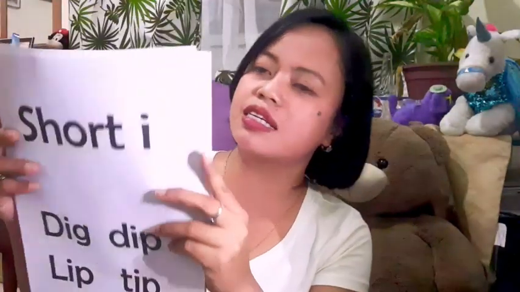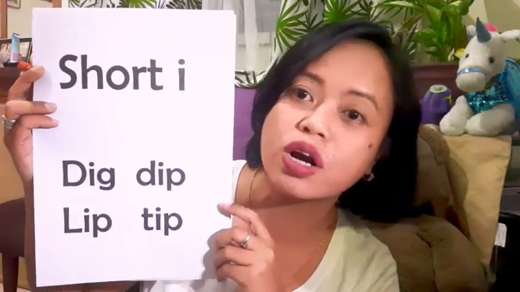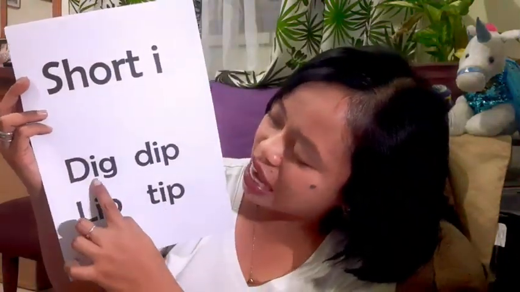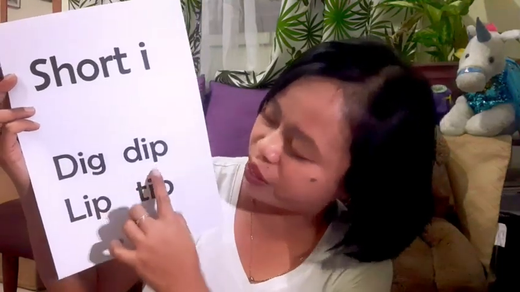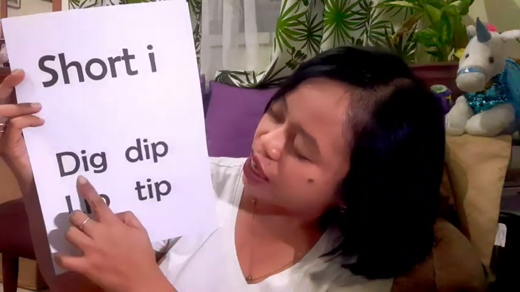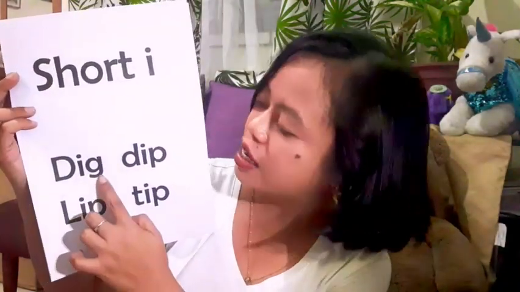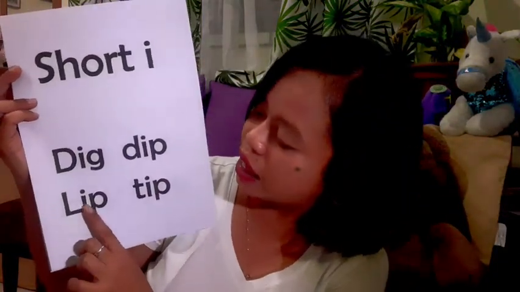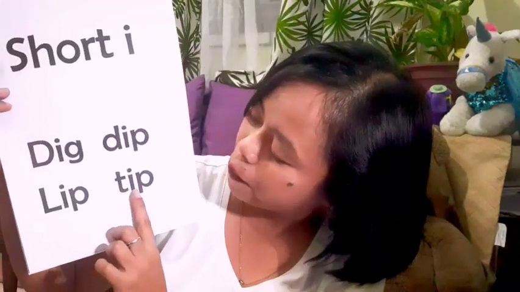The next set is short I. Okay, we have dig, dip, lip, and tip. Okay, for dig, we have D-I-G, dip, D-I-P, lip, L-I-P, and tip, T-I-P.